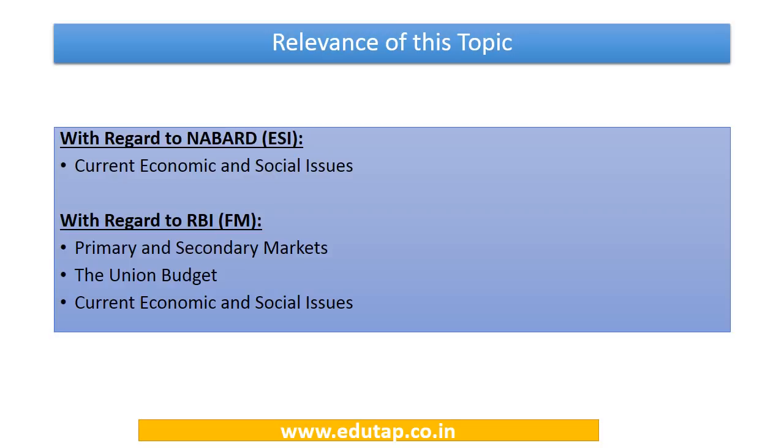For NABARD this topic can be asked under current economic and social issues, and in RBI it can be asked in the FM portion under primary and secondary markets, the union budget and current economic and social issues.